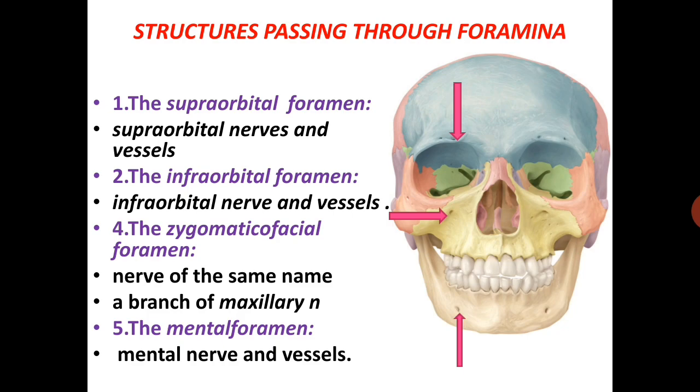The zygomaticofacial foramen is located in the zygomatic bone. The zygomaticofacial nerve, a branch of the maxillary nerve, passes through it. The last one is the mental foramen, located on the anterior surface of the mandible, the lower jaw. The mental nerves and vessels pass through it. So these are the foramina located in the Norma frontalis and the structures passing through them.